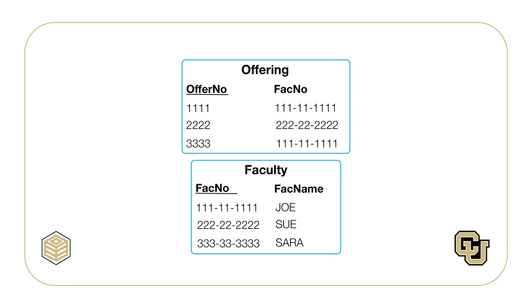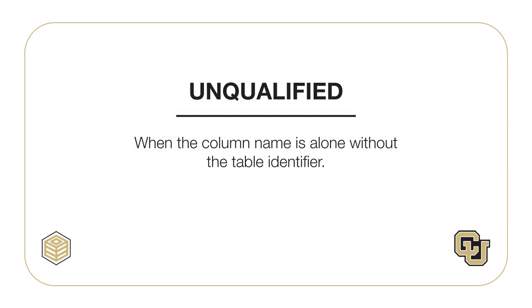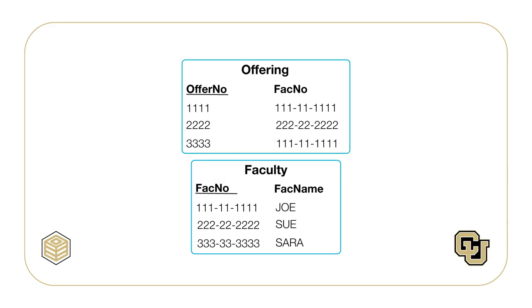This example begins with two sample tables, offering and faculty. These tables will be combined on the faculty number column. Note that the faculty number column has the same unqualified name in both tables. Unqualified means the column name alone without the table. Combining tables on the combination of a primary key and foreign key with the same unqualified name is very common.